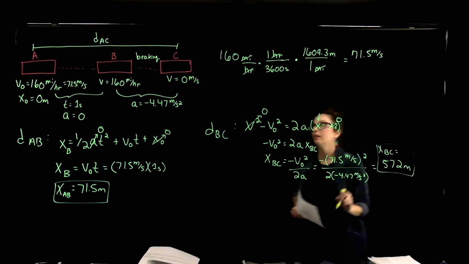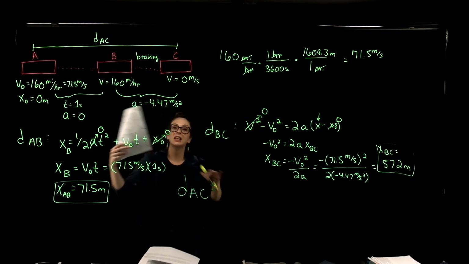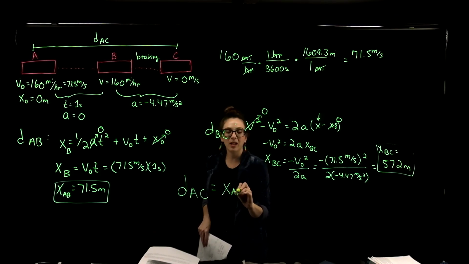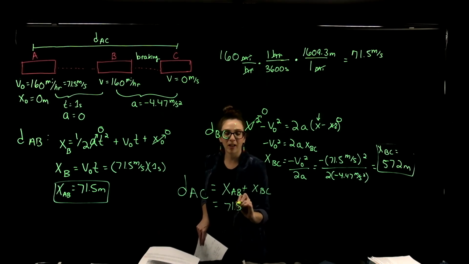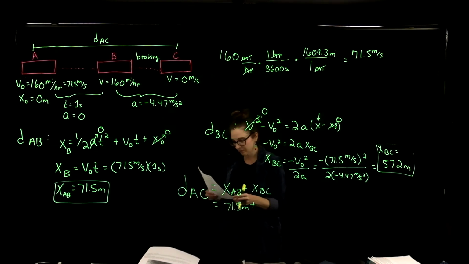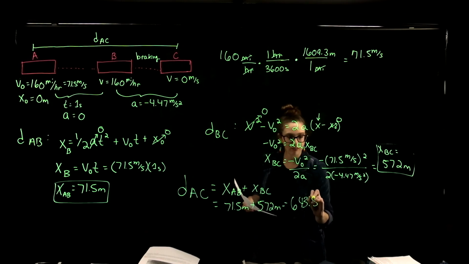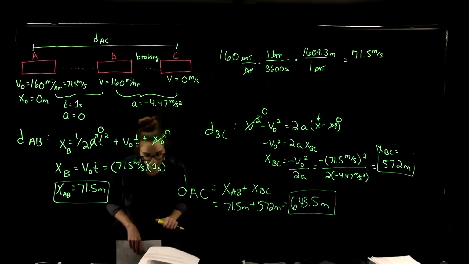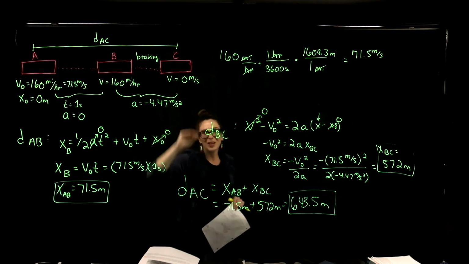Then my total distance AC, from point A to C as we're coming to rest in this problem, is going to be my distance AB plus my distance BC. That's our 71.5 meters plus our 572 meters, which gives us 643.5 meters for our final answer. And that is the total displacement of our aircraft between touchdown on the runway and coming to rest.